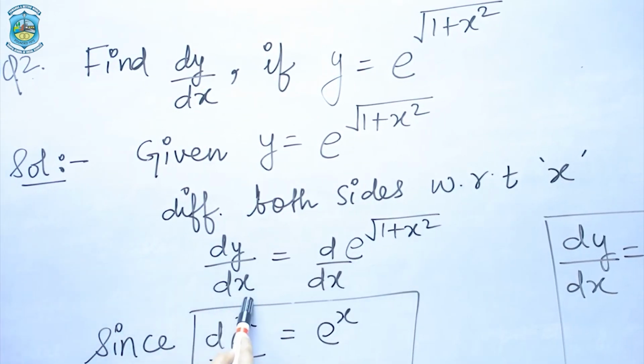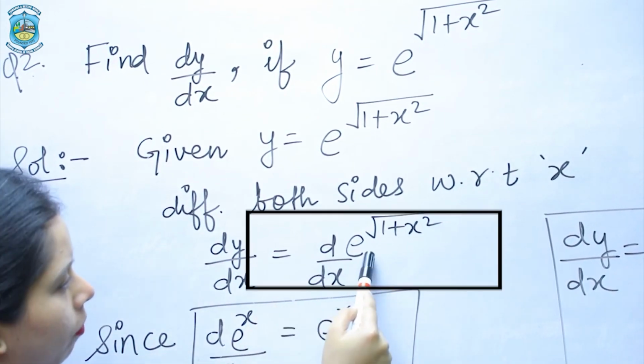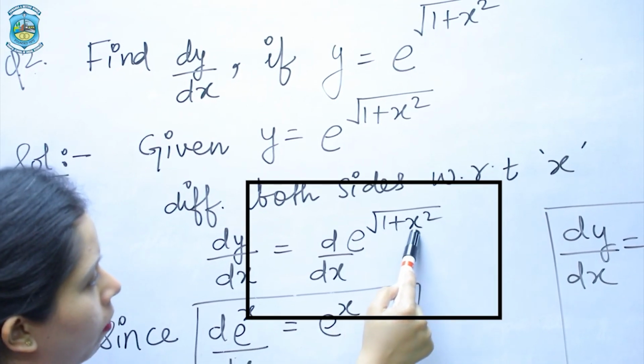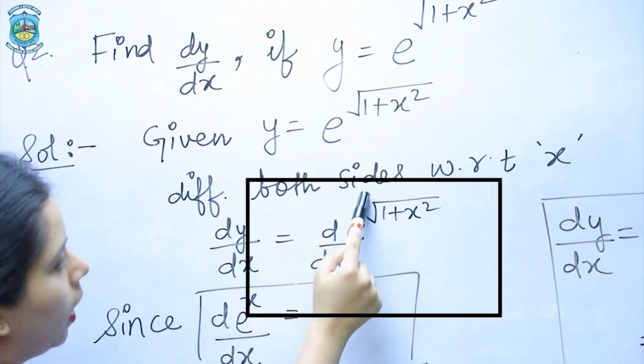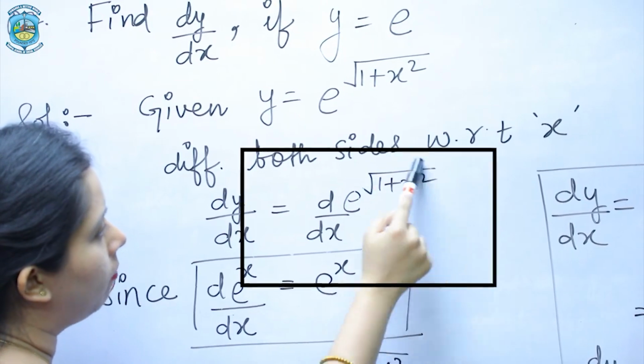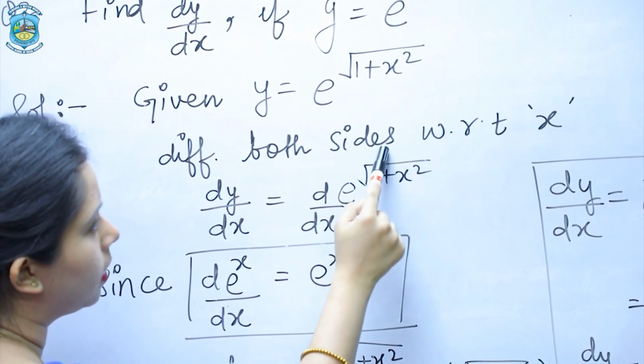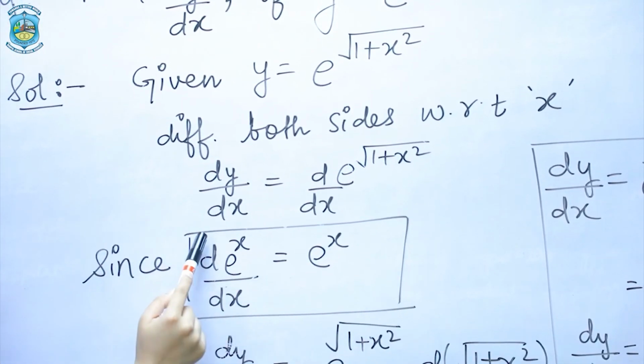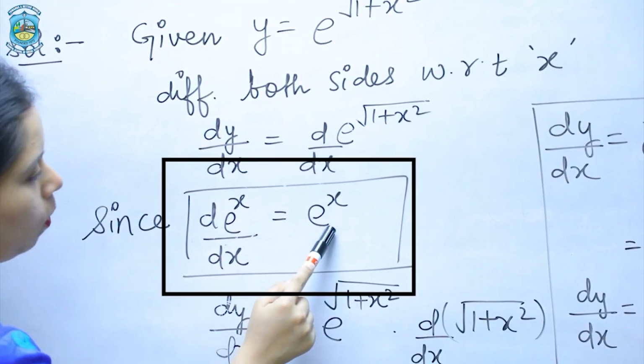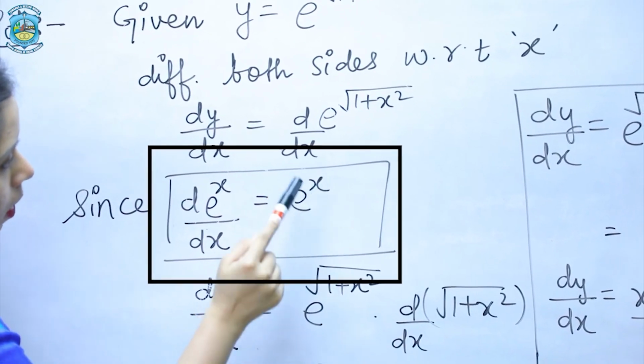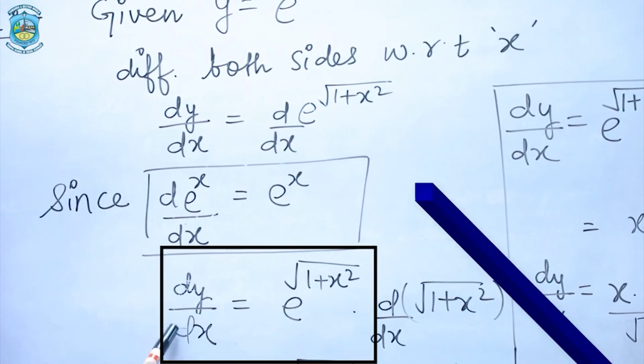So dy by dx is equal to d by dx of e raised to the power square root of 1 plus x square. Now we will assume the power as a single function of x. We will assume it as x and use this formula of exponential function. d by dx of e raised to the power x is equal to e raised to the power x. So in the similar manner, we will get dy by dx.